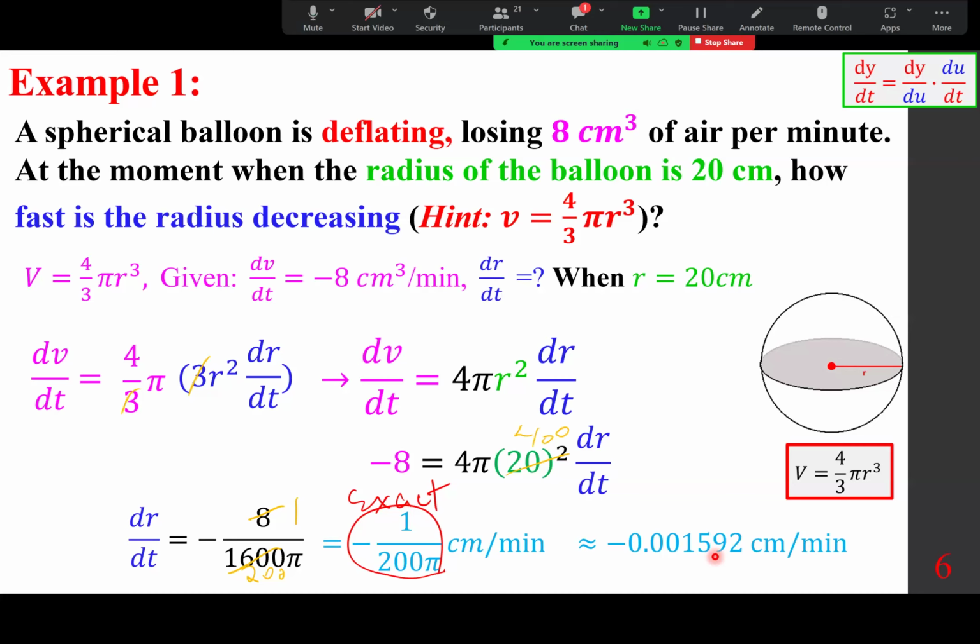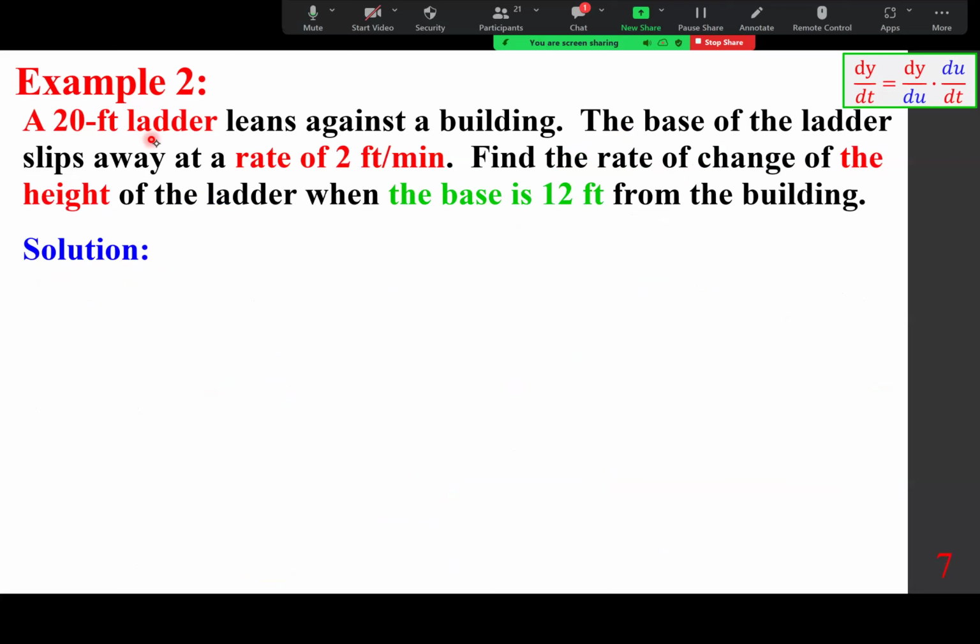A 20-foot ladder leans against a building. The base of the ladder slips away at a rate of 2 feet per minute. Find the rate of change of the height of the ladder when the base is 12 feet from the building. Always draw a setting. So here's the building, here's the ladder. It's moving this way.